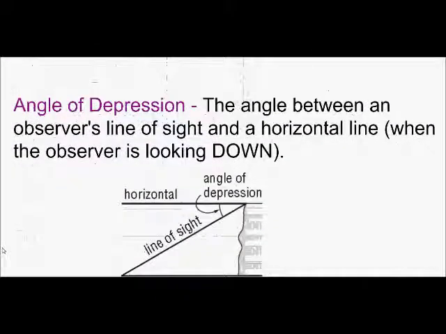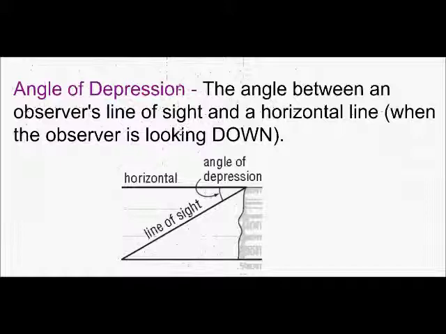Angle of depression. So this is the same thing except when the observer is looking down. So down, depression. Example 1. The angle of elevation from point A to the top of a cliff is 34 degrees. If point A is 1,000 feet from the base of the cliff, how high is the cliff?